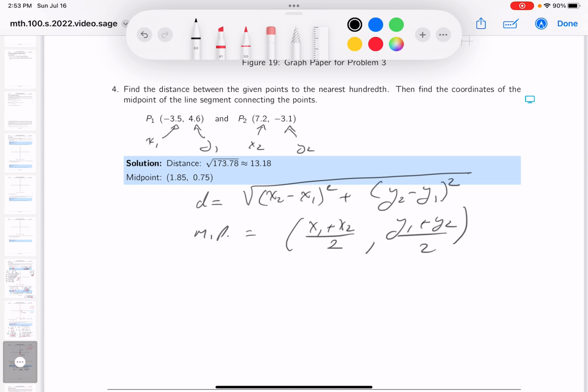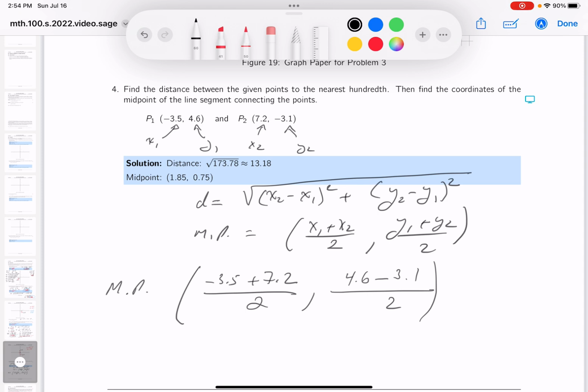And let's do it. Let's put down the midpoint first, because I think it's the easiest thing to put down. The midpoint is going to be the sum of the x's. Write that over here for you. So minus 3.5 plus 7.2 divided by 2. Yes, you're allowed to use calculators. And then you get 4.6 minus 3.1 divided by 2. Particularly if you're tired. I don't recommend doing arithmetic if you're tired, by the way.